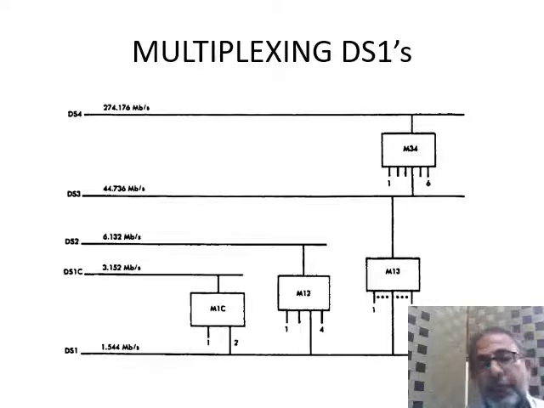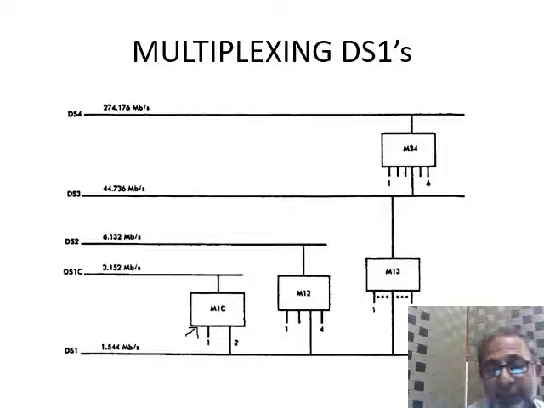Let's see how a DS1 can be multiplexed. Two DS1s can be connected here, multiplexed in this stage. This is a multiplexer M1C. What it does is take two different DS1s and multiplex them to make a 3.152 megabits per second DS1C format. It contains two DS1s.